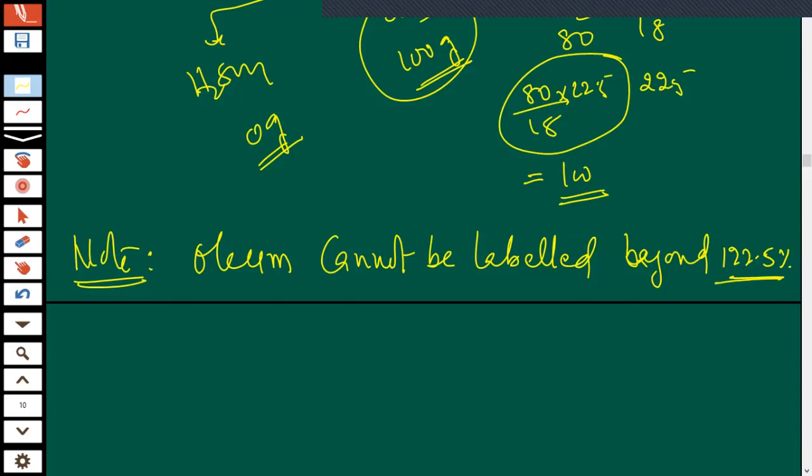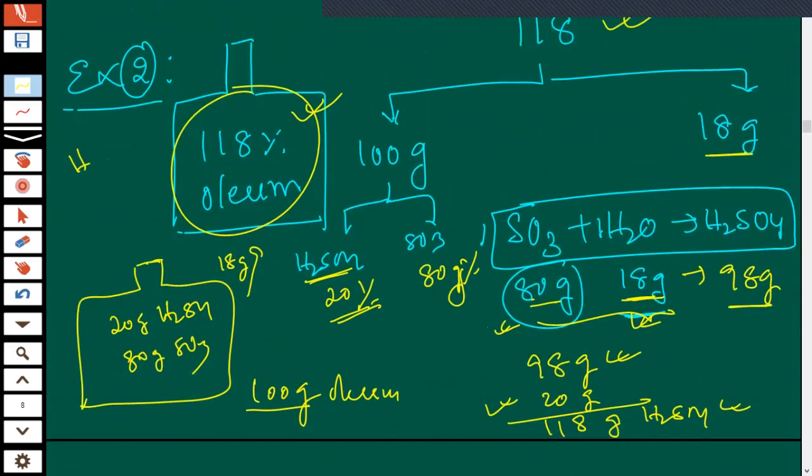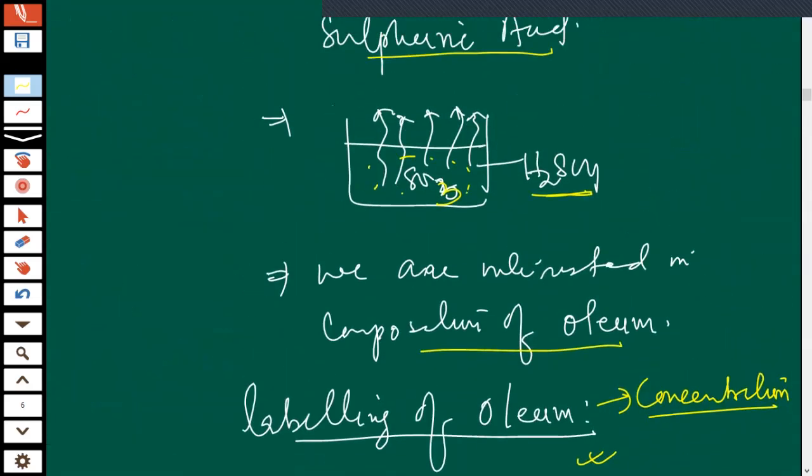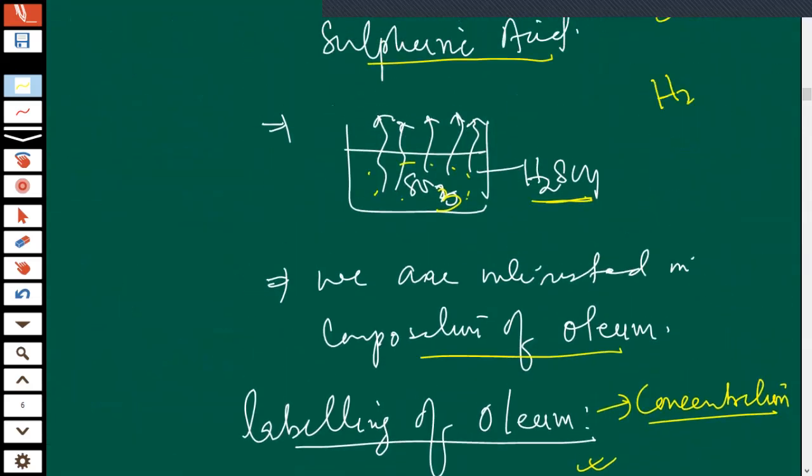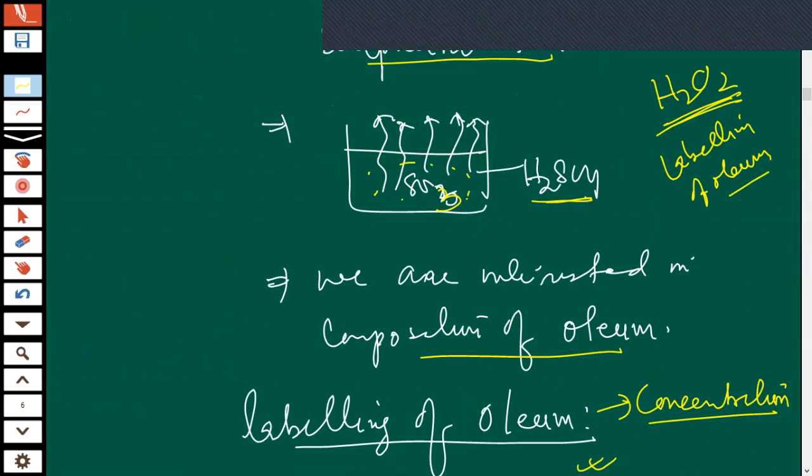So this is our today's task. We have completed regarding H2O2 also, volume strength. And today we have done labeling of oleum. And now we will try to practice some titration. We will practice CDF every day. We have to practice CDF.